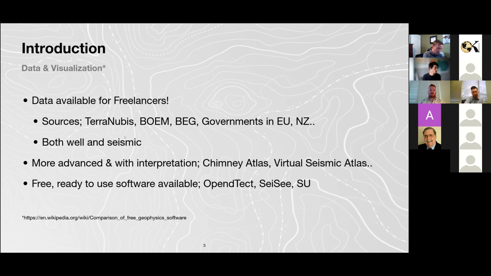And then there is, of course, free, ready-to-use software available, such as OpenDetect. There are also other ones out there. There's a small link down here, a web address from the Wikipedia page, for a comparison of free geophysics software. I also have this link at the end of the presentation. It's just a long list of stuff that's out there that is free for you to use.